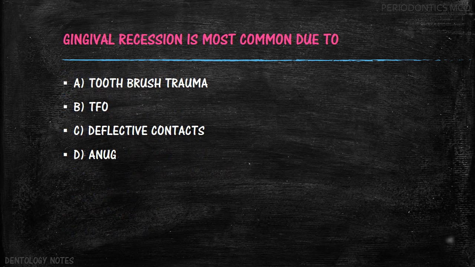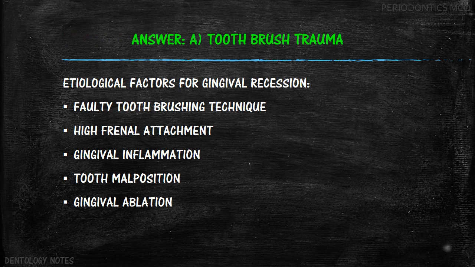Gingival recession is most commonly due to: A. Toothbrush trauma. B. TFO. C. Deflective contacts. D. Aug. Answer A. Toothbrush trauma. Etiological factors for gingival recession: faulty toothbrushing technique, high frenal attachment, gingival inflammation, tooth malposition, gingival ablation.